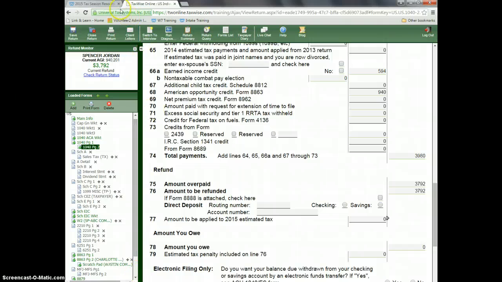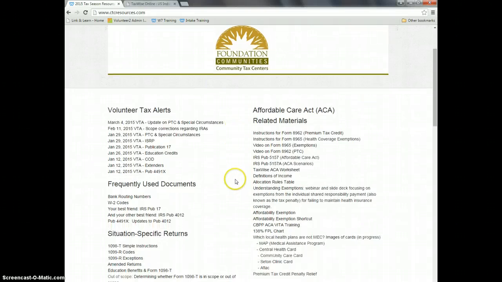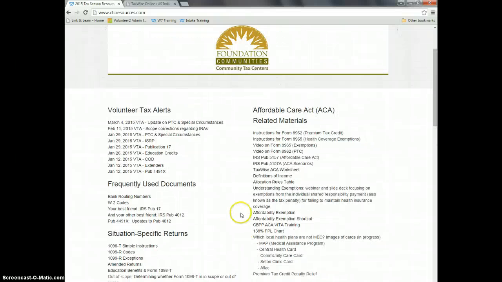If you need any more information on doing these education credits, please check out the volunteer resources page. There's an education credits section here which has step-by-step instructions on calculating the traditional method, as well as instructions for working with clients with Form 1098-T. This shows examples of doing it both ways. There are also some helpful videos here. And you can have a look at the IRS volunteer tax alert that came out related to this, earlier in the tax filing season.